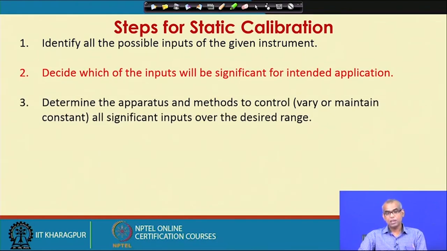Determine the apparatus and methods to control, that means vary or maintain constant, all significant inputs over the desired range. Since the static calibration will require the variation of one input while all other inputs are being kept constant, we have to identify and adopt methods such that we can vary or keep constant these significant inputs over a desired range. So, we have to identify the range and adopt a suitable method so that we can vary or keep constant these significant inputs.